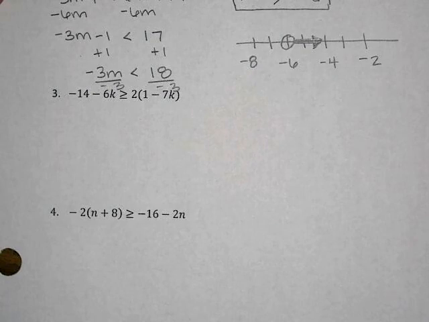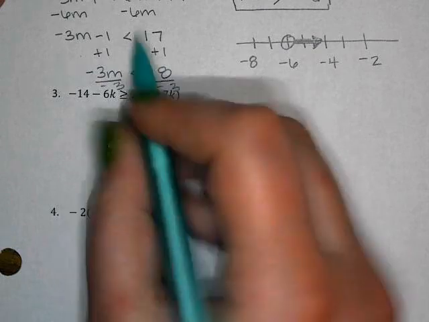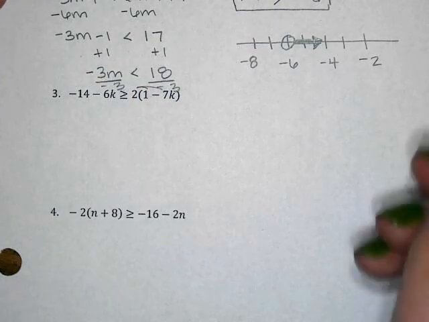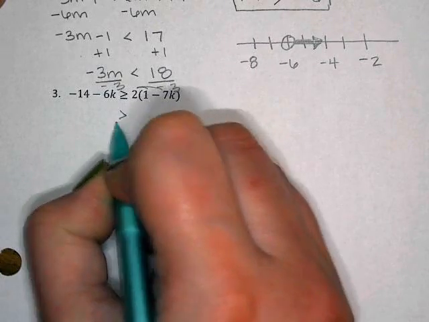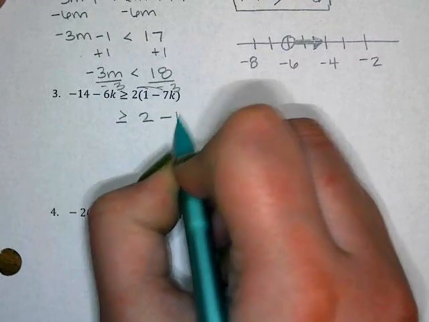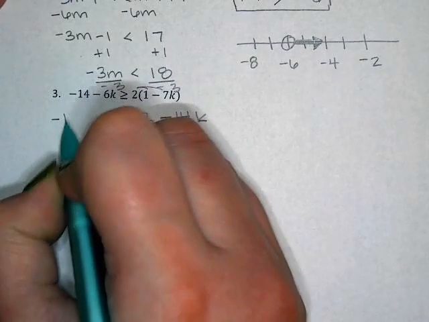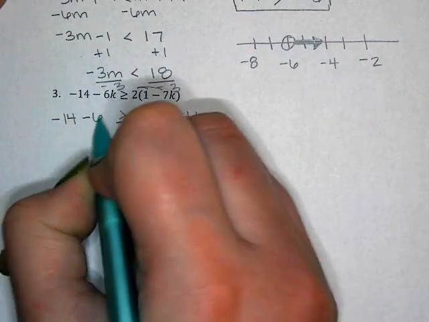How should we start number 3? The parentheses. We distribute the 2. So when you distribute the 2, what do you get? 2 minus 14k. Okay, the left side is going to stay the same. All right.